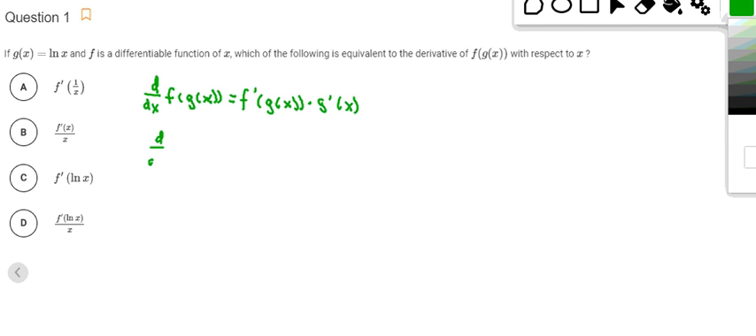So let's go ahead and rewrite this. We're looking at the derivative of f of natural log of x. Well, we don't know what f is, but we know we've got f prime of natural log of x, just going off what we have up here, times g prime of x, which we know is 1 divided by x. Putting that all together, that gives us f prime of natural log x divided by x. So we're talking about D.